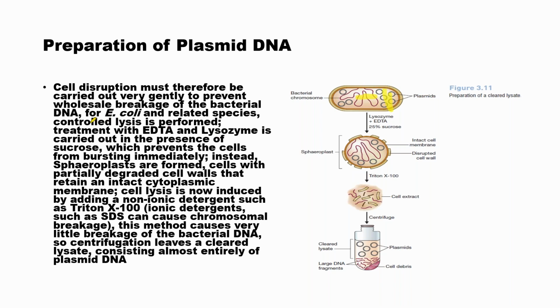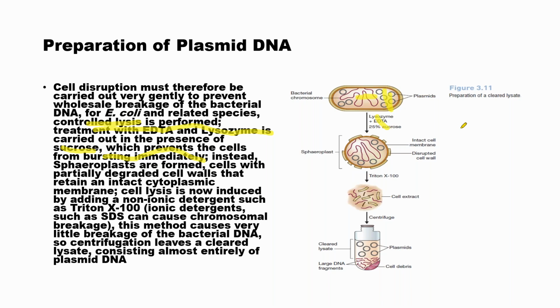Clear? Now, controlled lysis is performed, that is, lysis of the cell under controlled conditions. For example, when we were not going for controlled lysis, what were we doing in the first case? For the lysis of the cell wall, we were using EDTA or lysozyme or a combination of both with SDS. Here, we are going for treatment with EDTA and lysozyme in the presence of sucrose, which prevents the cell from bursting immediately. So in this case, we are using the same chemicals, EDTA and lysozyme, but only in the presence of 25% sucrose.